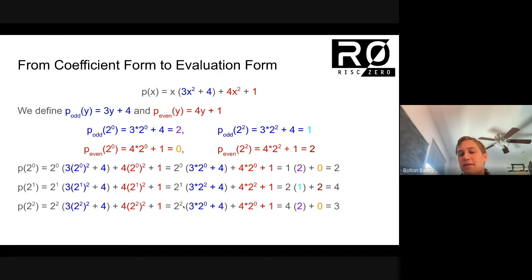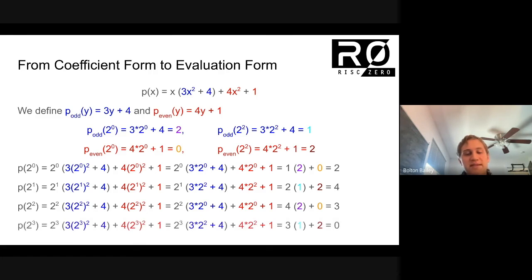So we again get 3 times 2 to the 0 plus 4 and 4 times 2 to the 0 plus 1. These are just the evaluations of the purple 2 and the orange 0. And so we again get an expression that just depends on the purple 2 and the orange 0, and we can again evaluate the polynomial for this particular value. And the same thing happens again for 2 cubed. We can basically reduce 2 to the cubed squared to 2 squared. And that gives us these evaluations of this odd polynomial and this even polynomial.